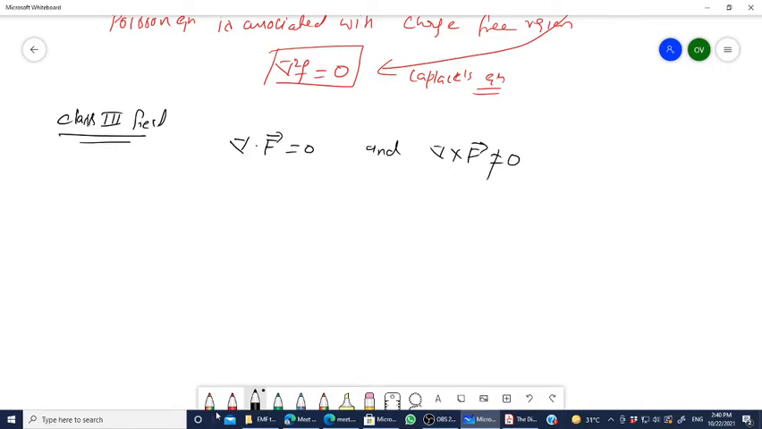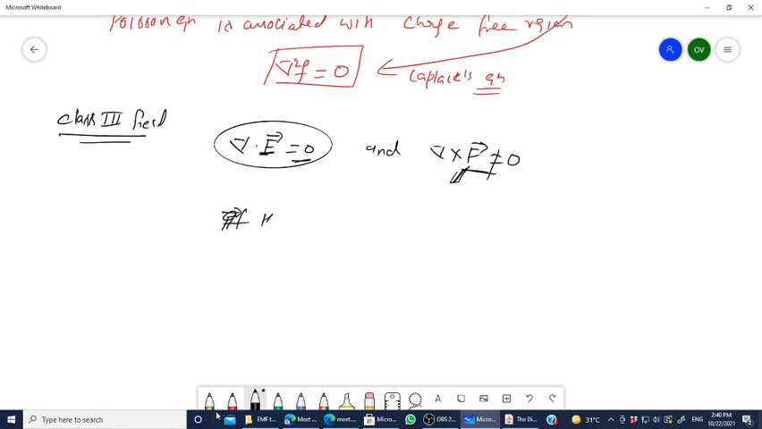Okay. So in such a type of case, the divergence of the vector field is 0, but the curl of that vector field is not 0. It means that this vector field has a certain curl again, because the divergence is equal to 0.